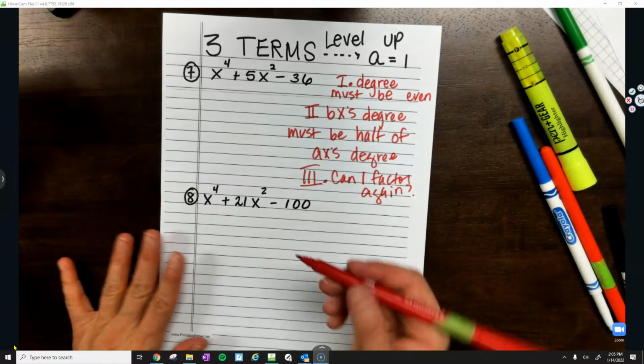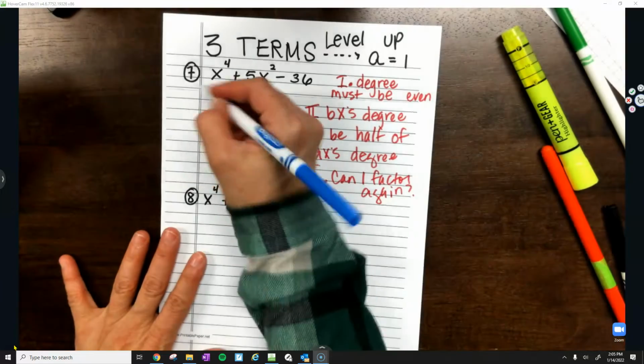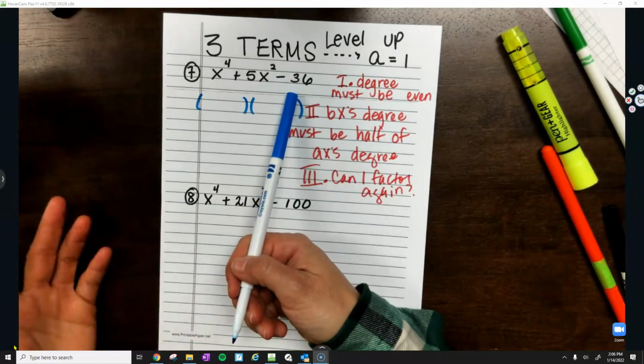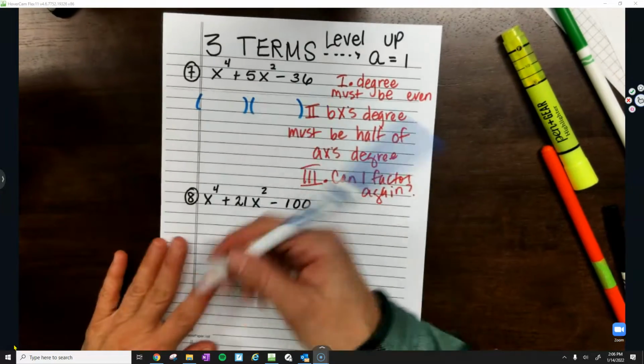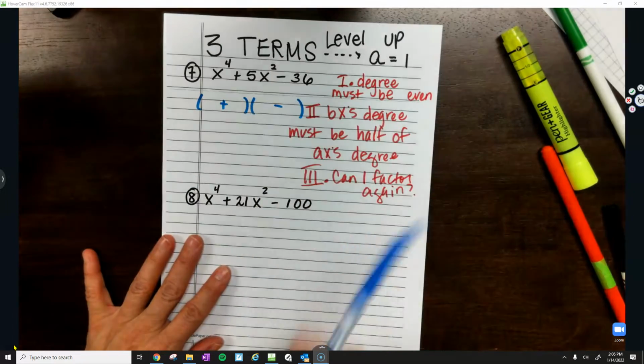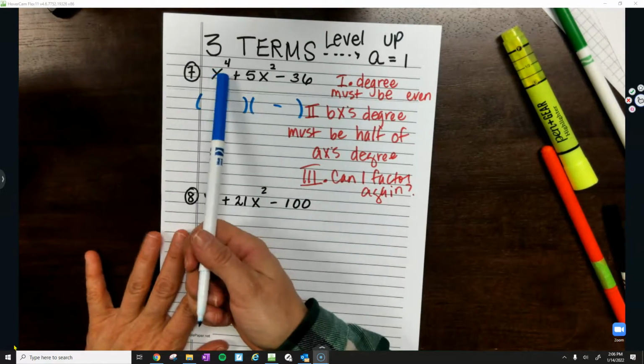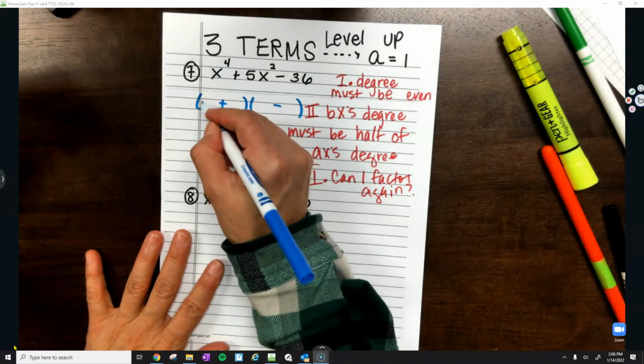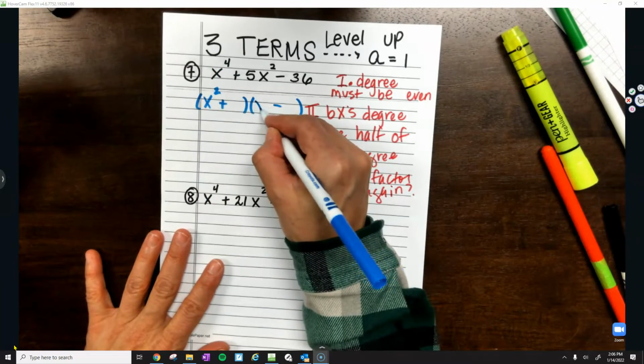This is factorable. So all we're going to do is set up our parentheses. Y'all look at the 36. That 36 is negative. You know it's going to have opposite signs there. And guys, set those up evenly in each parenthesis. So x squared goes in each of them.